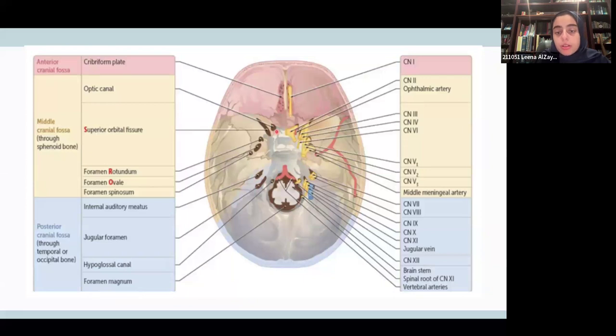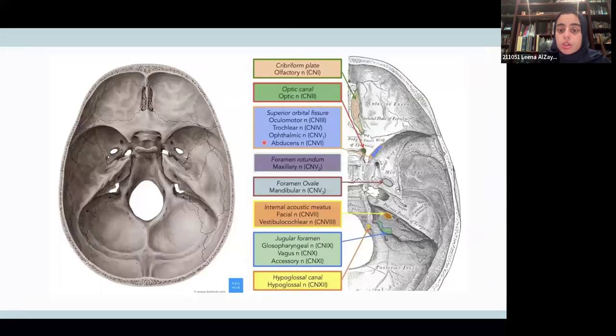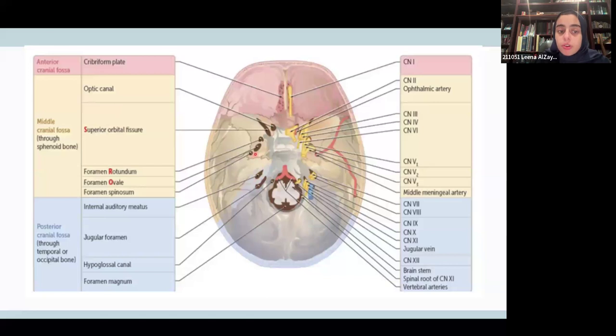First one, optic canal, second cranial nerve. Third one, superior orbital fissure, carries 3 nerves, cranial nerve 3, 4, and 6, plus 1 branch of the trigeminal, which is the ophthalmic branch. Then we have foramen rotundum, which carries the second branch of the trigeminal, which is the maxillary branch. And then the last over here, the foramen ovale, which looks like an oval, carries the third branch of the trigeminal, which is the mandibular branch of the trigeminal.